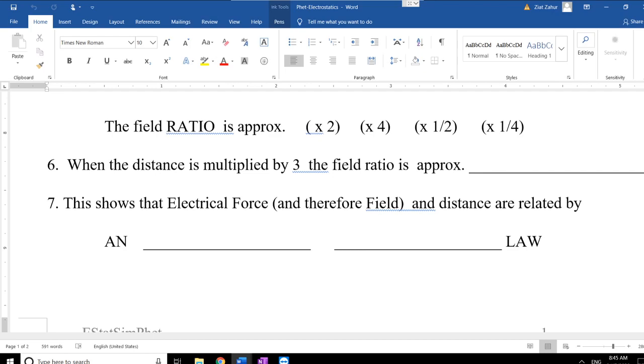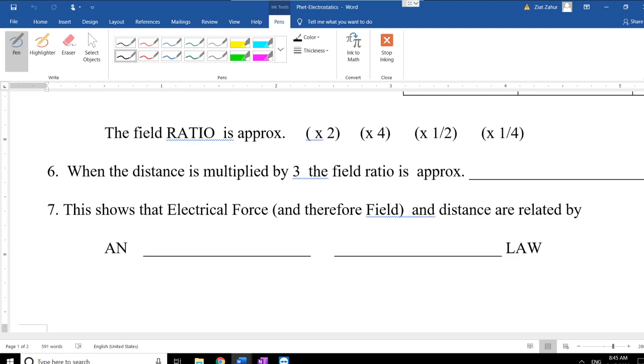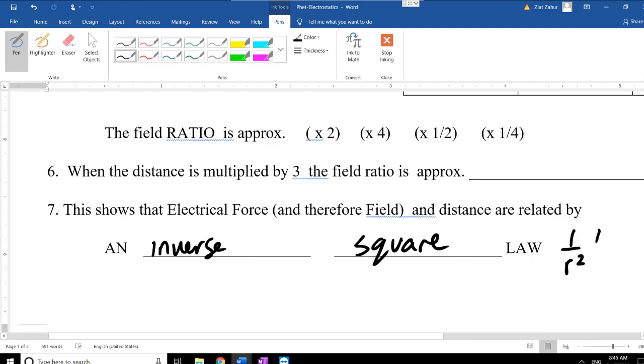This shows that electric force and therefore the field and distance are related by an inverse square. Inverse square law. That means because the formula is 1 over r squared, so times k times q. This is called an inverse square law. And force is 1 over r squared times k times q2, but both of them have this 1 over r squared.